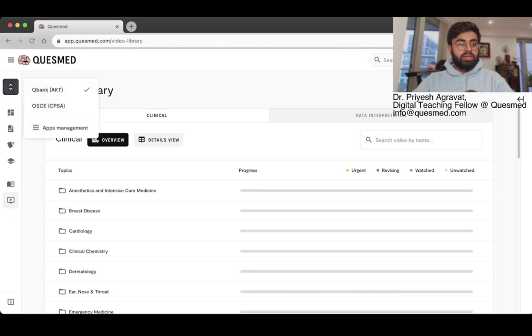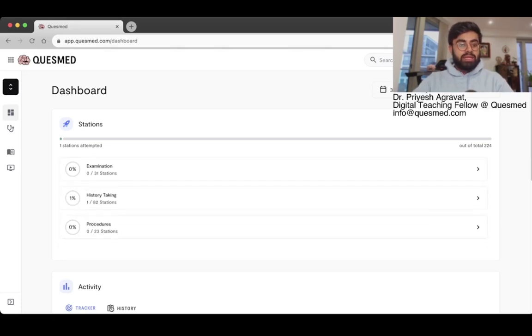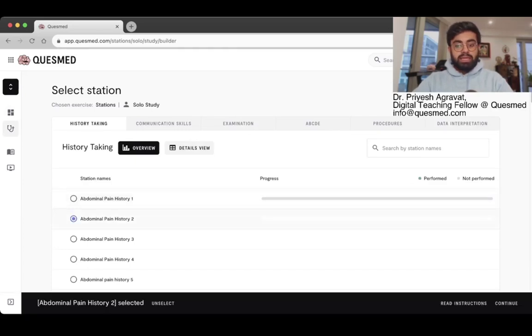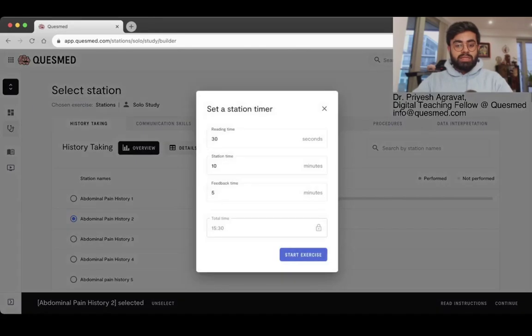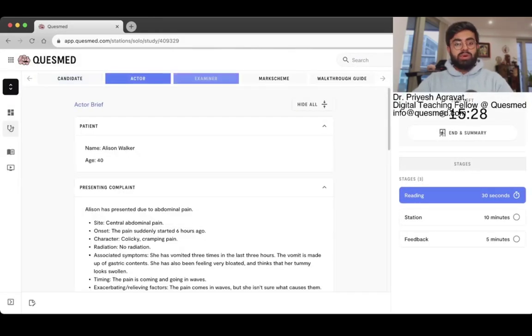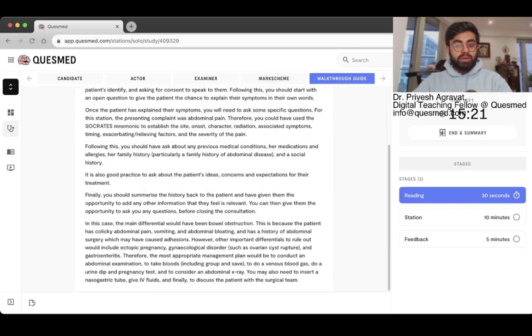And just to quickly show you, we also have an OSCE which will cover the practical elements of your exams, including A to E assessments, communication skills, examination stations, and history taking stations. So for example, with each and every station, we can take them under timed conditions, and this is something that you can do with your friends where you can each take up a role and you can practice and go through them together. And for each OSCE station, we also have a walkthrough on how to approach that station as well.